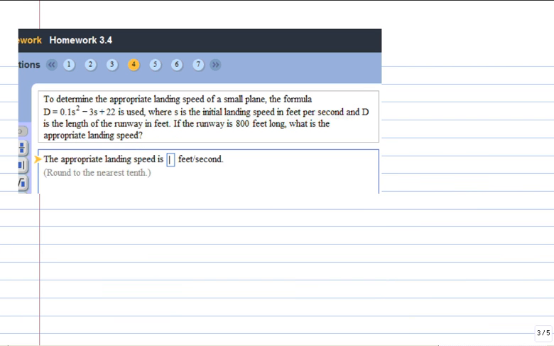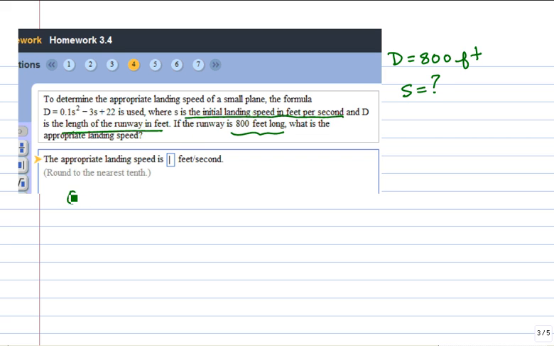Number 4, to determine the appropriate landing speed of a small plane, the formula d is equal to 0.1s squared minus 3s plus 22 is used, where s is the initial landing speed in feet per second and d is the length of the runway in feet. If the runway is 800 feet long, what is the appropriate landing speed? The key to these problems, especially when you're given a model, is understanding what the variables represent. D in this case was the length of the runway, so we're told that D is 800 feet. What is the appropriate landing speed? That is what we don't know.